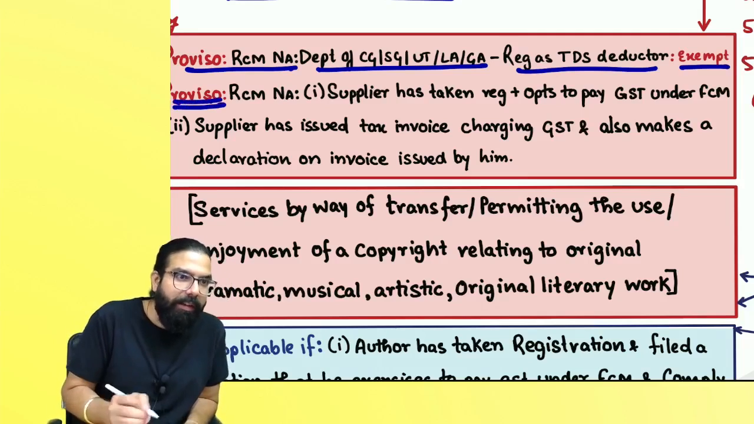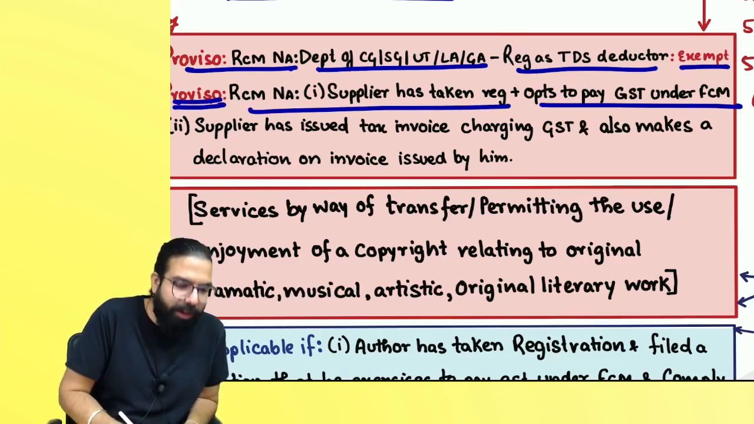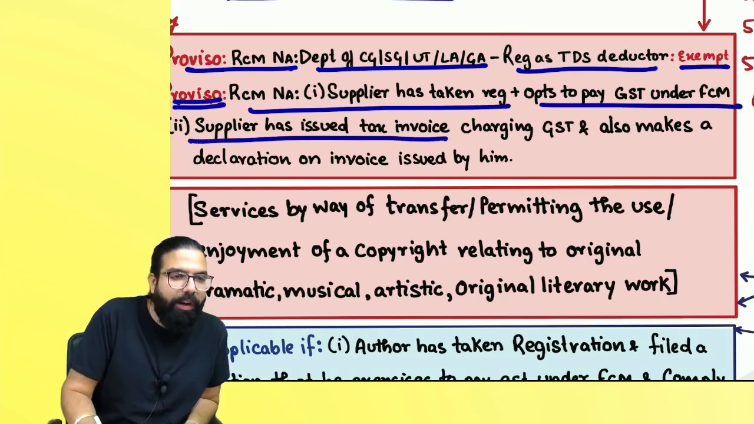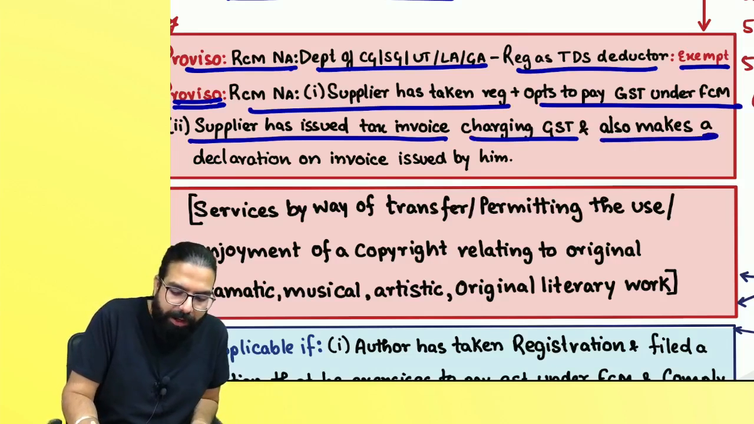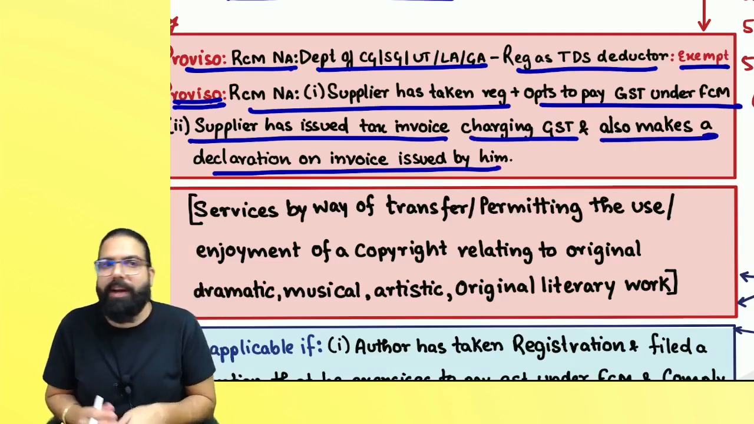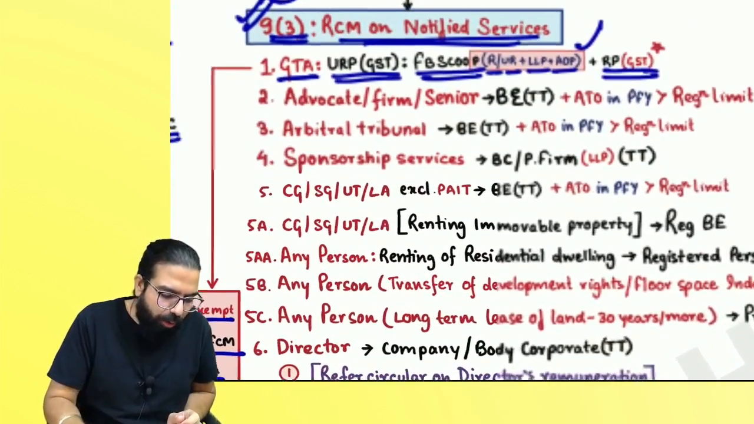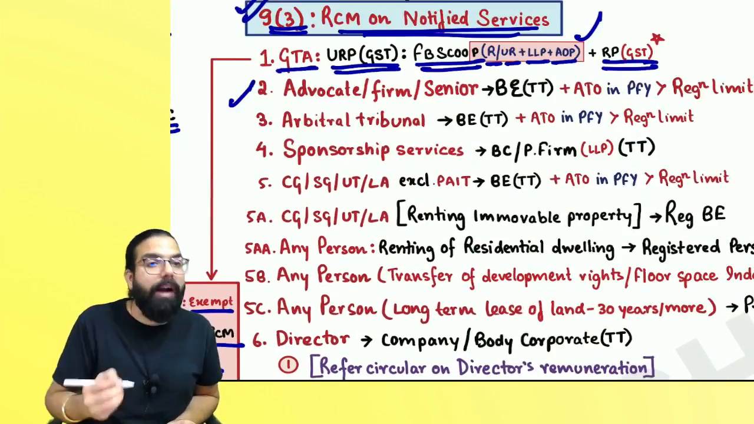The proviso goes ahead and says if GTA wants, GTA can take registration and opt for paying GST under forward charge mechanism. It also has to issue a tax invoice charging GST at the rate of 5% or 12%, and also it has to give a declaration on the invoice which is issued that, sir, I'm going ahead and charging the GST under forward charge. Are we clear, everyone?